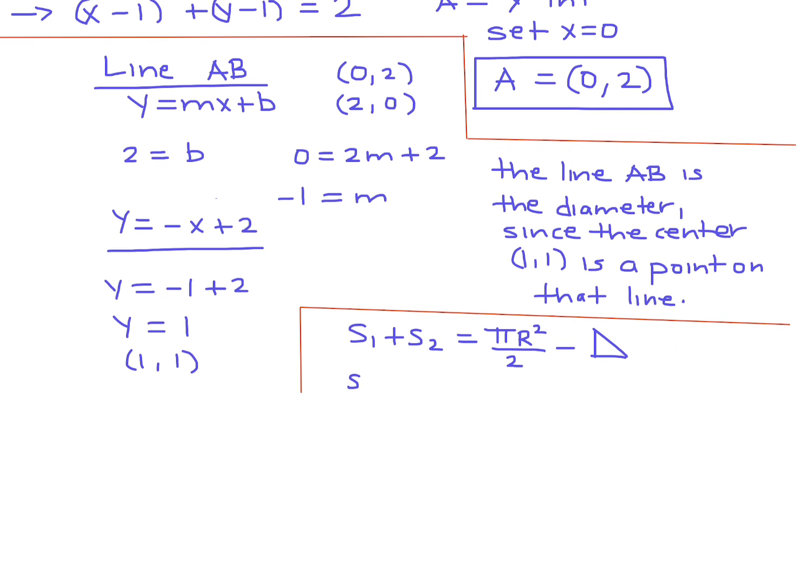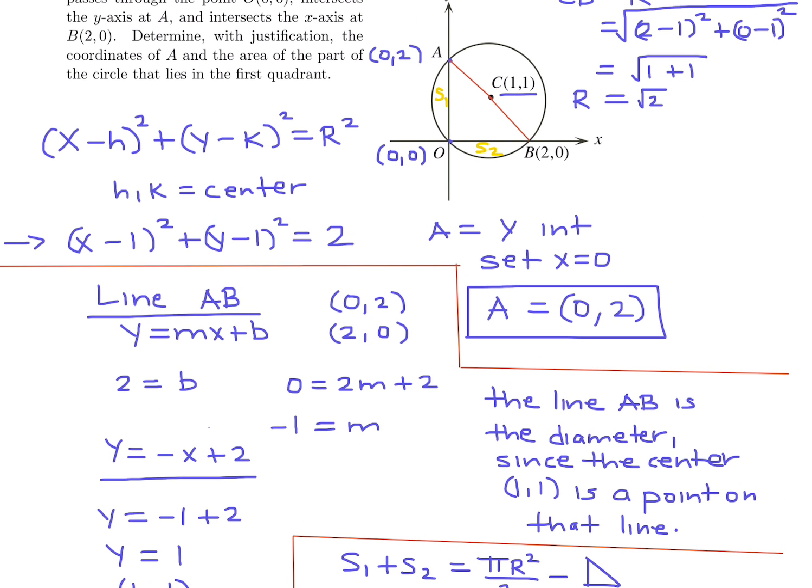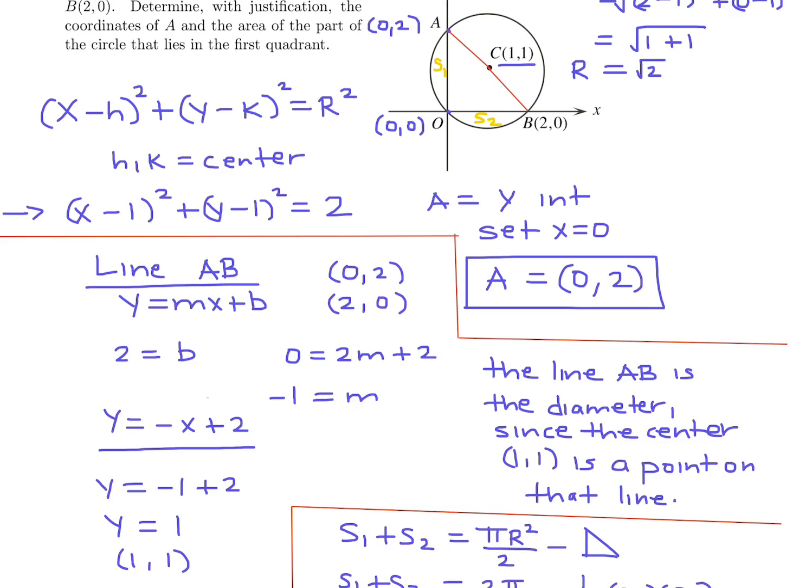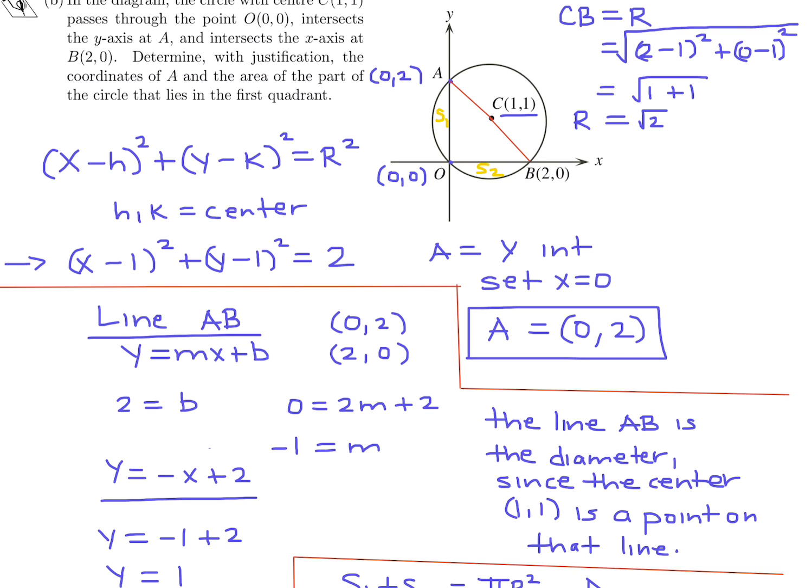So here we go. S1 plus S2: pi r squared. Well, we figured out the radius earlier was root 2, so root 2 squared is just 2. So 2 pi over 2. And then the area of the triangle is 1/2 base times height. If you go back and look at that, the base is from here to here, which is 2, and the height is from here to here, which is also 2. So it's 1/2 times 2 times 2. So that looks like it's pi minus 2. Now that's the area that we don't want.